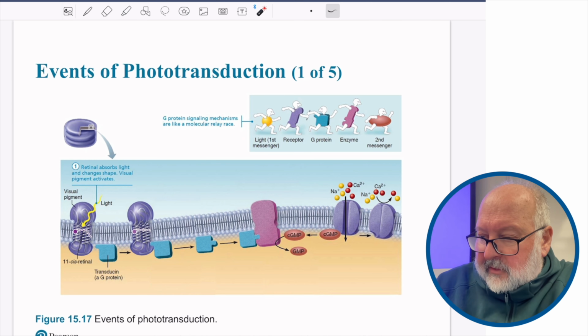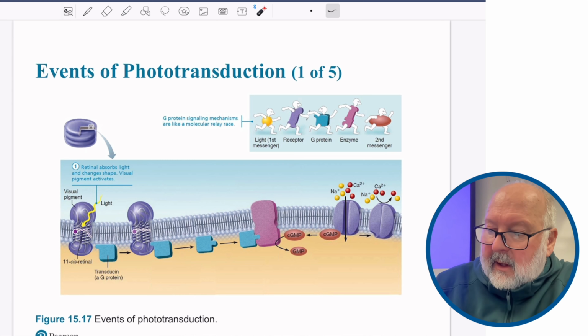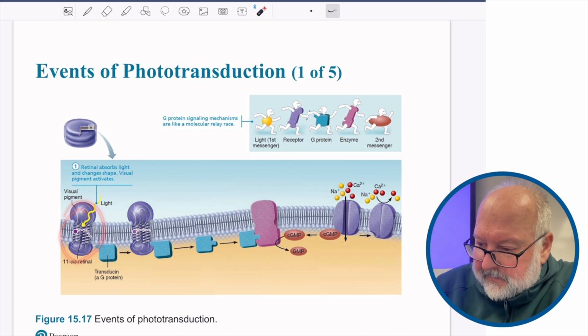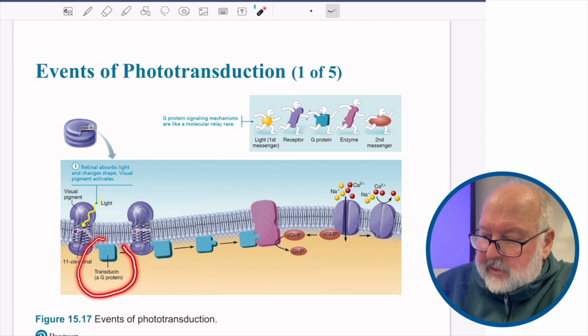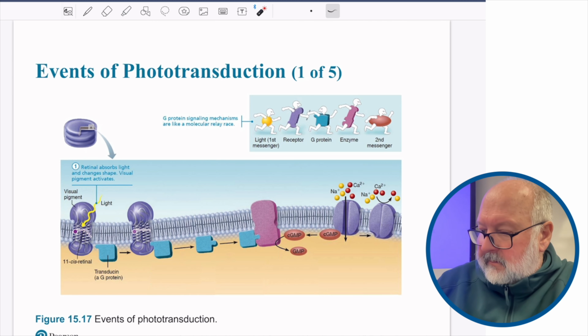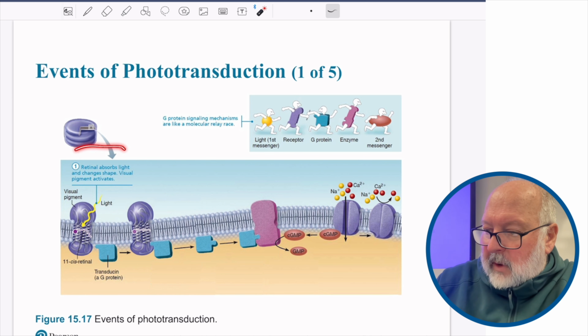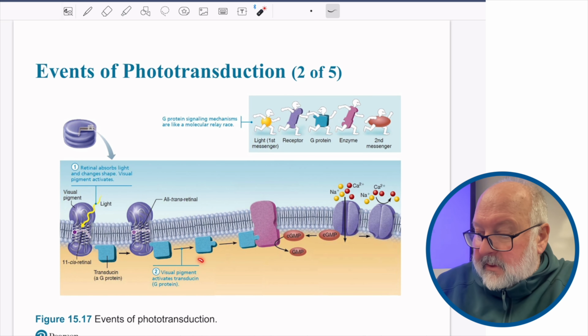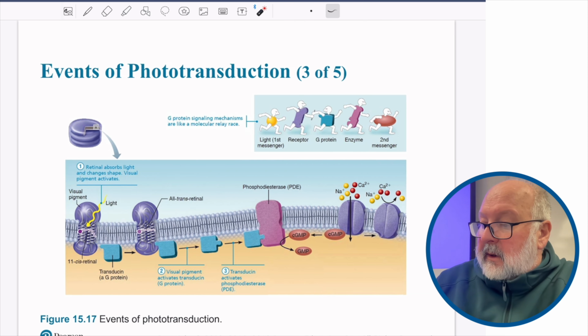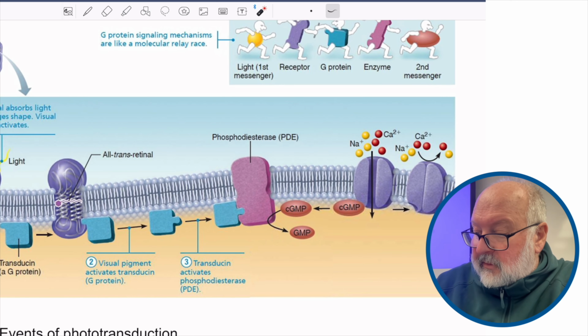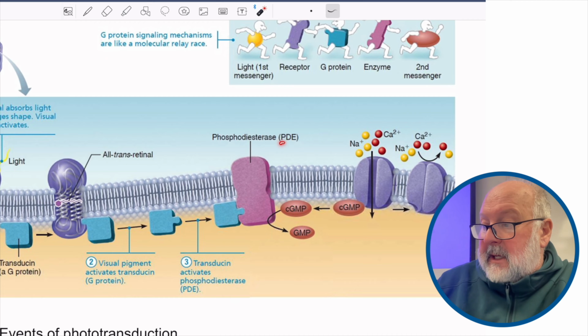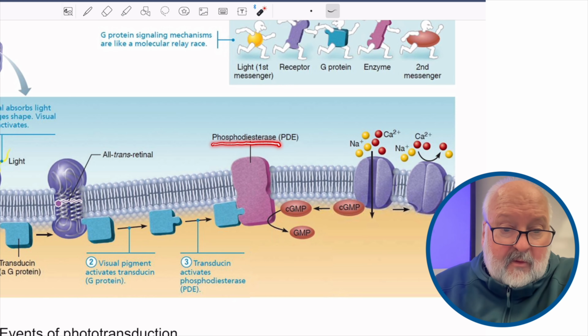So we have basically the first thing, light comes along, and we have the activation. We have the G protein, which is transducin. Okay, let's walk through it. So retinol absorbs the light, changes shape, visual pigment activates. Then visual pigment activates the G protein. The G protein, transducin, activates an enzyme, and the enzyme in this case is PDE, and that stands for phosphodiesterase. So it's an enzyme, ends with A's.